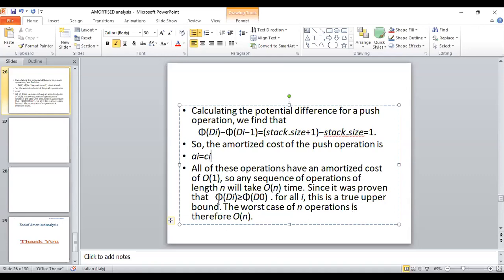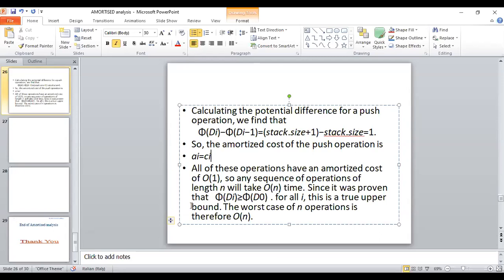So when you consider this one, we have a sequence of operations of length n, that is O of n time. It is already proven that phi of di is greater than or equal to phi of d naught. Always phi of d naught is 0 and phi of di is more than 0. So phi of di is greater than or equal to phi of d naught for all i values, and this is a true upper bound. The worst case of n operations, that is O of n.